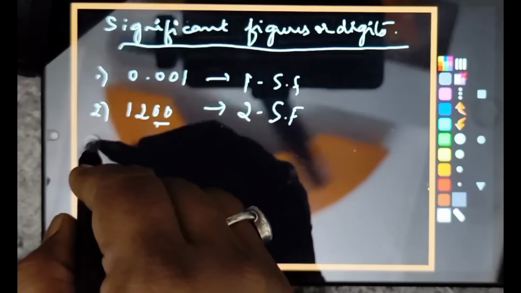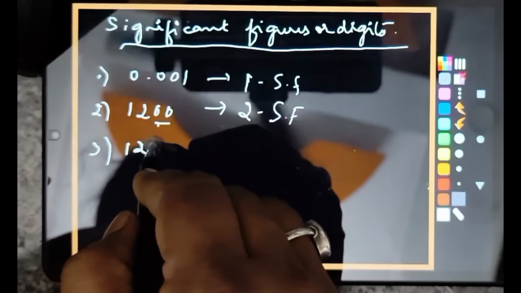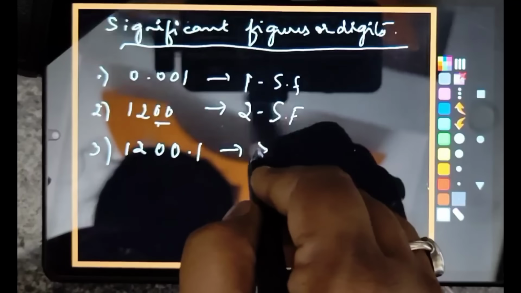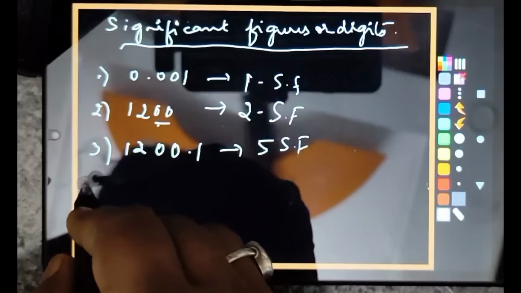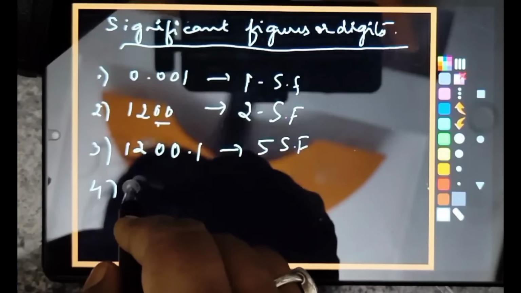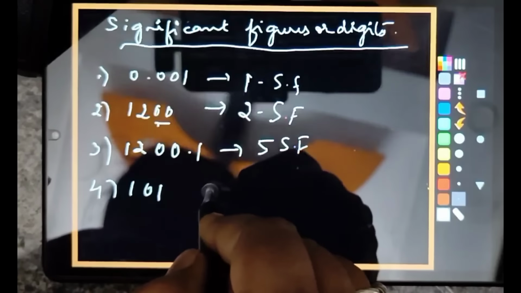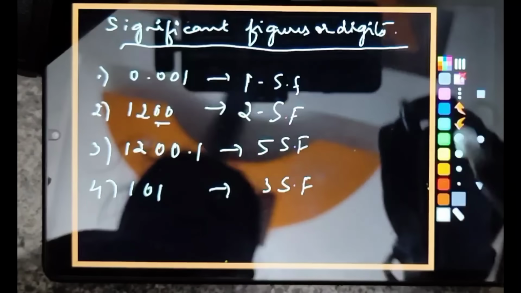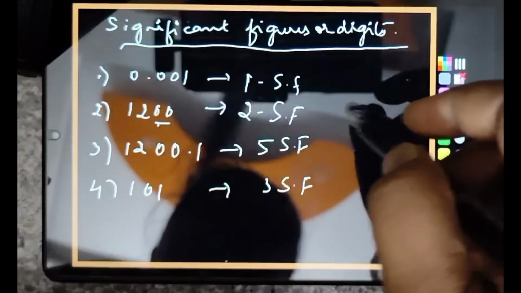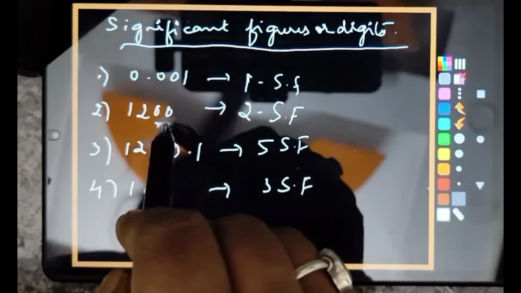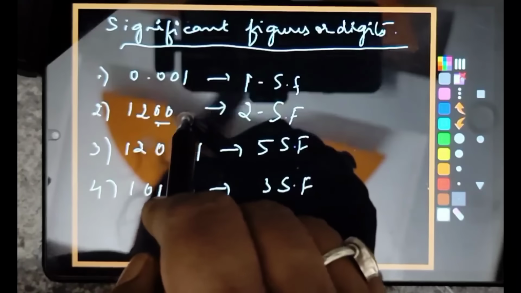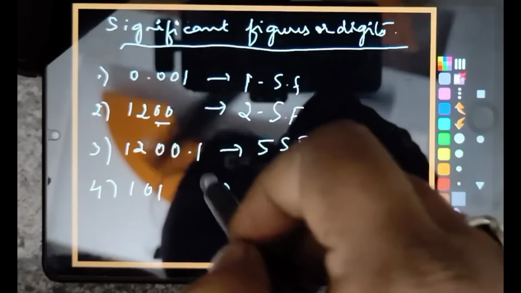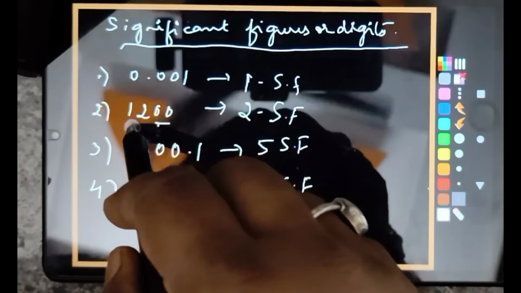Then if there is a number 1200.1, it has five significant figures. For example, the number 010 has three significant figures. So in such a manner, we have to write the significant figures. That means if the zeros are after a non-zero number and there is no decimal point, they do not have any significance. Hence, it has only two significant figures.